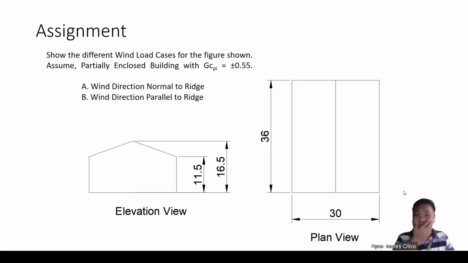So this is your assignment. Try to do this, class, and instead of putting GCpi, just put plus and minus 0.55 inside. So we can know that the internal pressure coefficient is 0.55. So anyway, this is the given. You can do a screenshot here or just wait for the virtual learning environment. I will put this assignment and you can do this.